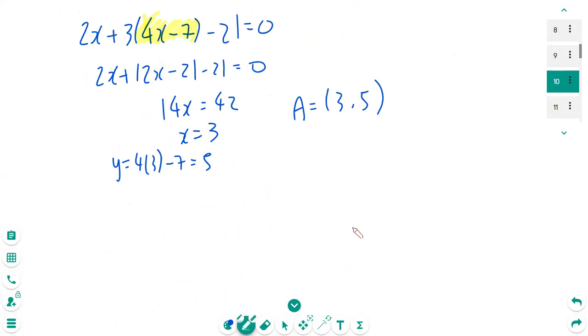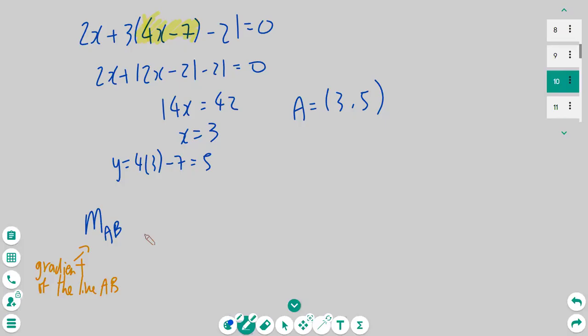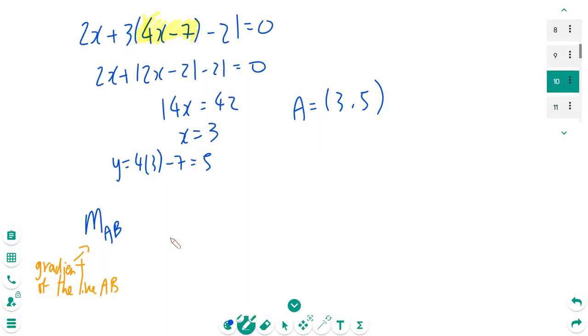Find the gradient. So the gradient of AB, now mAB is a short form for the gradient of the line AB. We usually write AB in a smaller size than m. So mAB equals, B was (-2, 8), wasn't it? So y2 minus y1 over x2 minus x1. So put in a calculator, 8 minus 5 over minus 2 minus 3, that's negative 3/5.